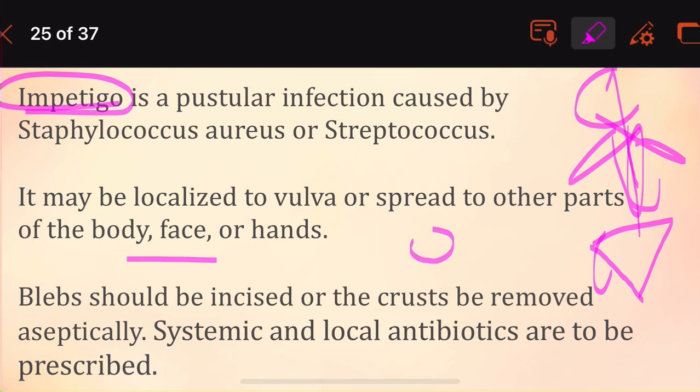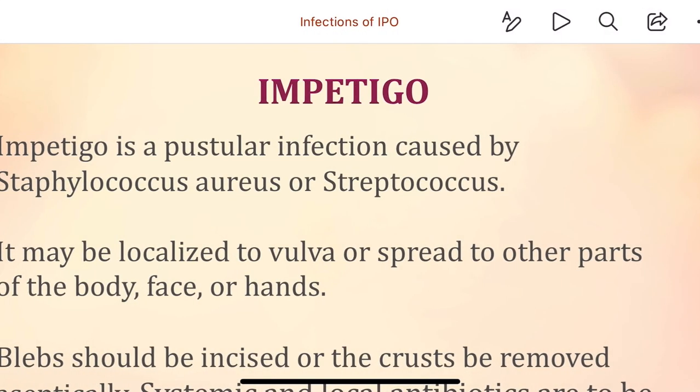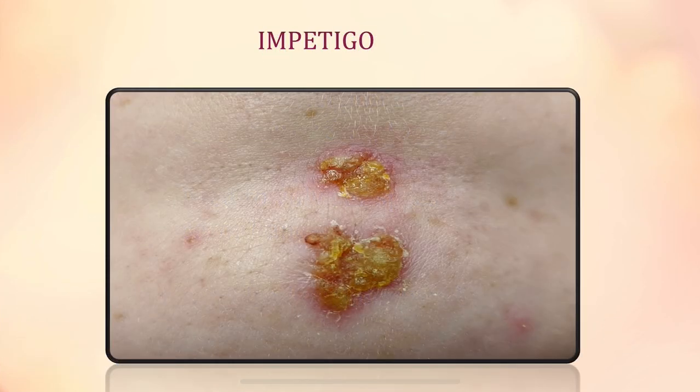The blebs which are formed should be incised, and the crust which is present in the blebs should be removed aseptically. So you have to take aseptic precautions so that there is no further infection. So you have to incise the bleb and remove the crust. Systemic and local antibiotics can be prescribed in case of impetigo. So this is a picture of impetigo, where you're going to give an incision and remove this crust. It is caused by Staphylococcus aureus or Streptococcus.